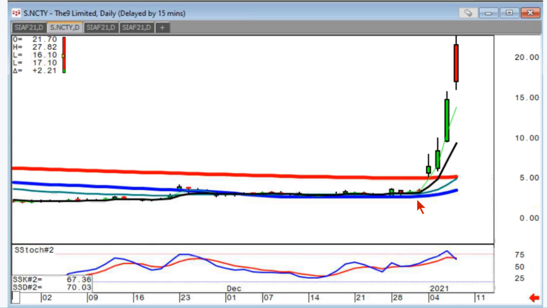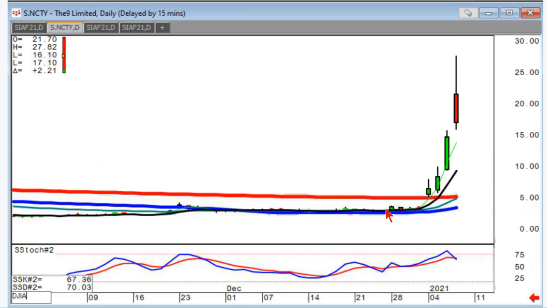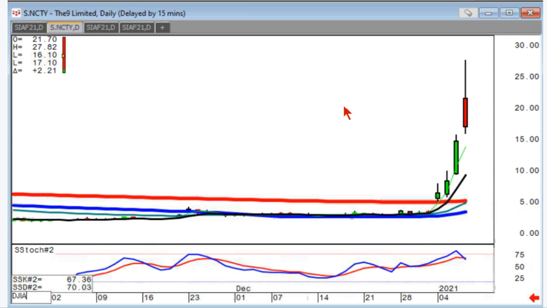Is the T-line the 50-day moving average? Yeah, I'll go through this. Let's go back to the Dow. Now, let me finish what I was saying here. Look what happened on this fry pan bottom breakout. What do we expect on a fry pan bottom breakout? A huge price move.